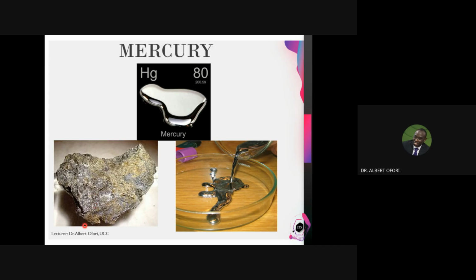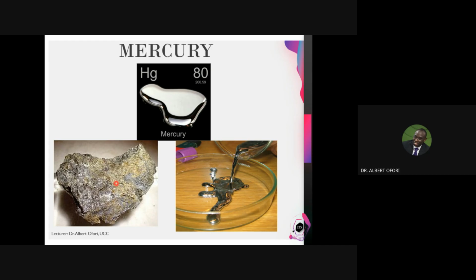We get a lot of mercury from volcanoes, of course, in the earth's crust. Yes, sir. So bromine, is it also liquid at room temperature? Yes. So we have chlorine as a gas, bromine as a liquid, iodine as a solid. Oh, okay. We'll come to the non-metals to see that.